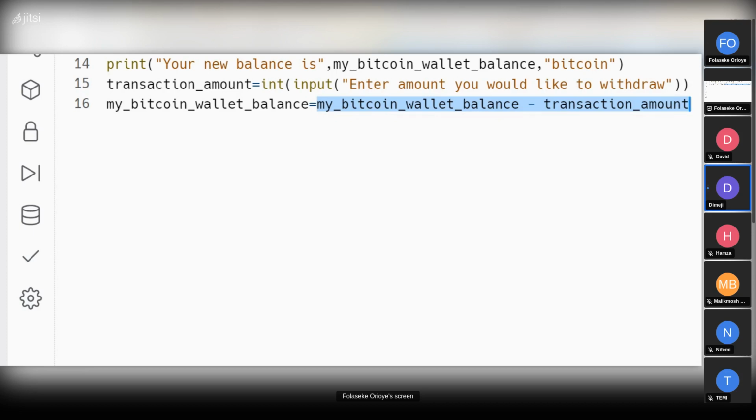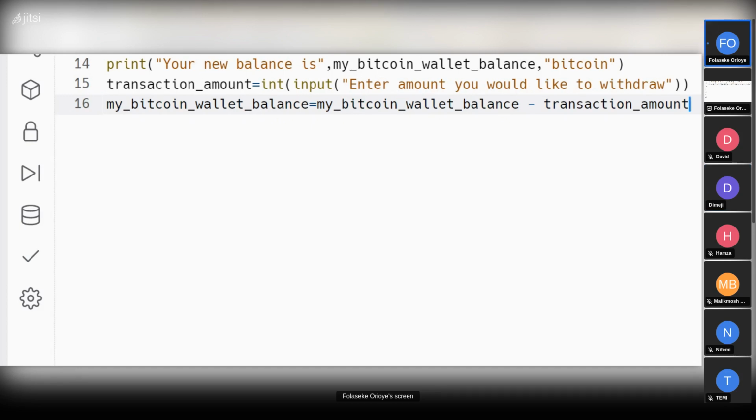Does that make sense to anyone? Yes, it makes sense to me, sir. Now I want someone to explain it in the way in which they understand it. Folashike, would you do that? All right. Thank you, sir.